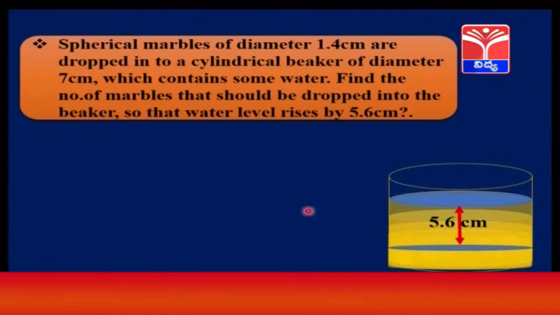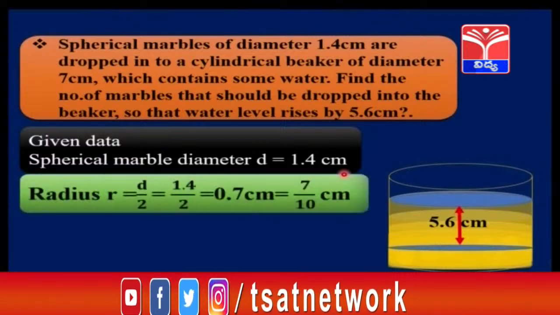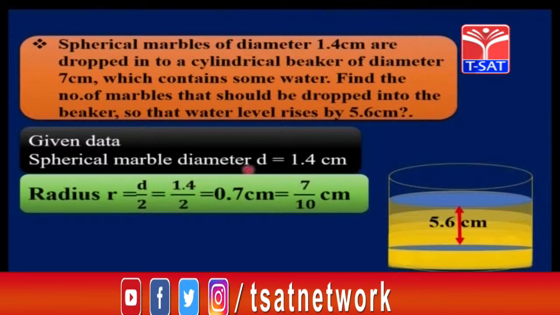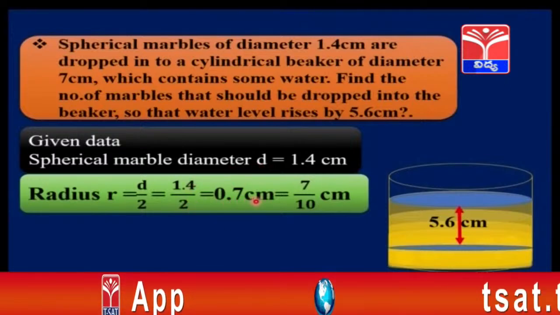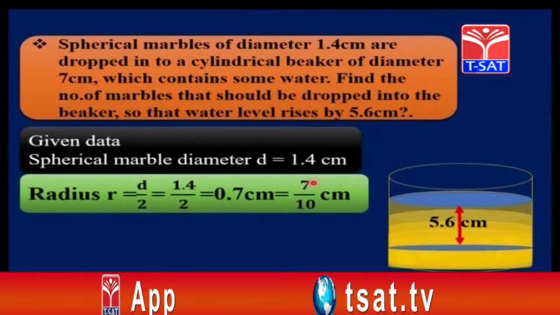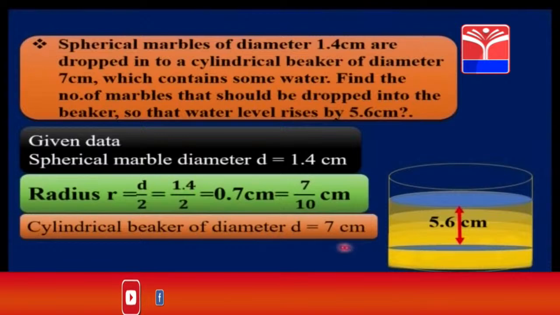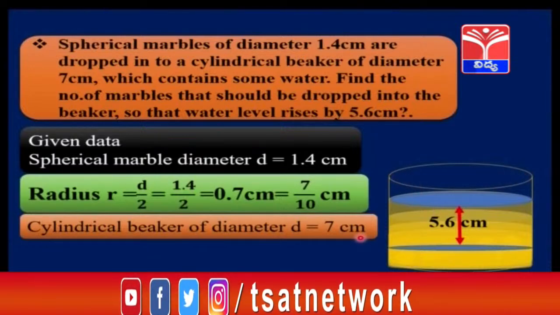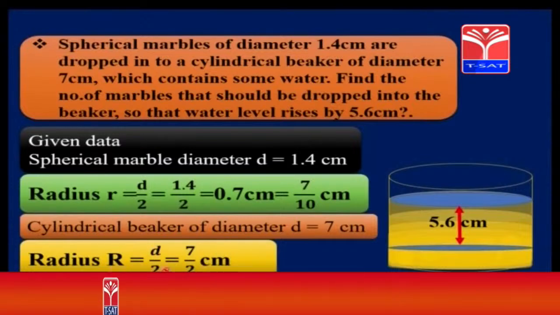So write the given data, children. The given data: spherical marble diameter d equals 1.4 centimeter. The radius r is half of the diameter, 1.4 by 2 is 0.7 centimeter. Write in p by q form, means 7 by 10 centimeter. And the cylindrical beaker, its diameter is given as 7 centimeter. Then the radius is capital R equal to half of the diameter, means 7/2 centimeter.